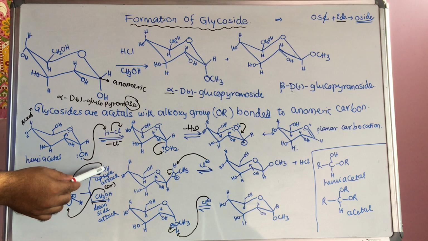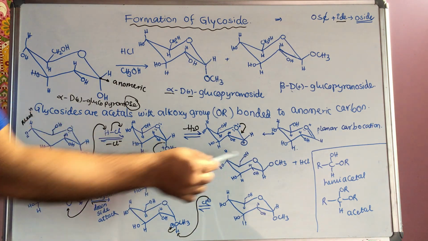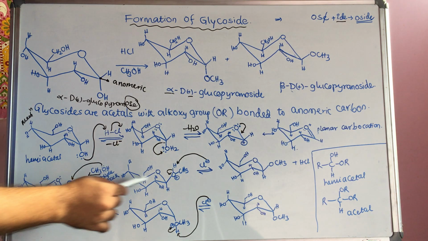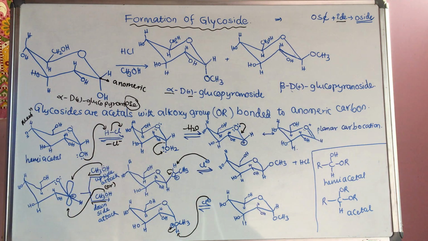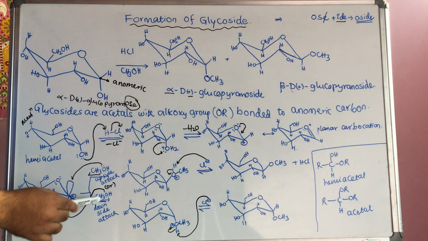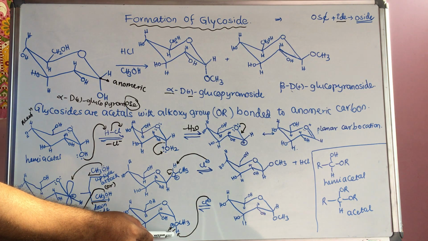That's why if the attack is from the up, then this product will form. If the attack is from the down, then this product will be formed. Here also all reactions are reversible. So now methyl alcohol attacks here, then this is up, it means equatorial position. If it is attacked from the down, then this is axial position.